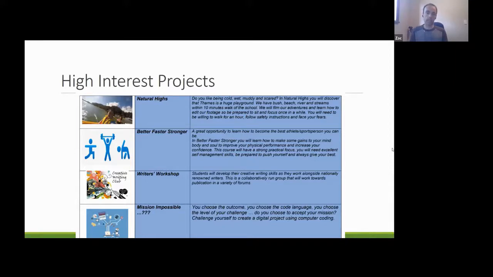And it's the same here for these high interest projects. Natural Highs is by far the most popular one for the 3 years that it's been going. You only get to take it for one term in your time in the junior school, and you might not get it the first 2 or 3 times you ask for it.